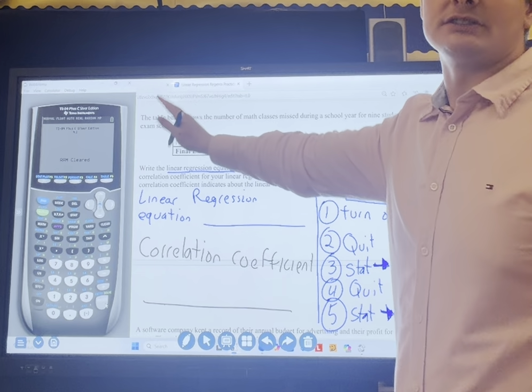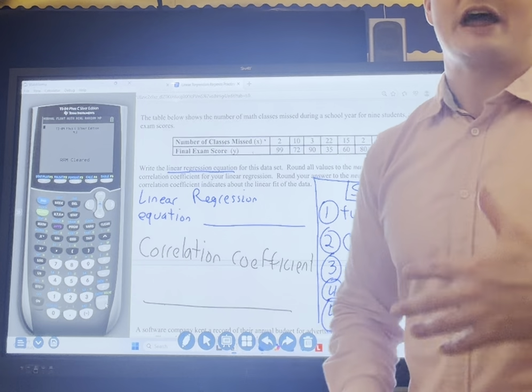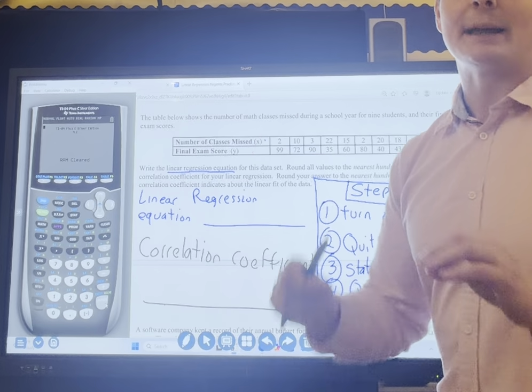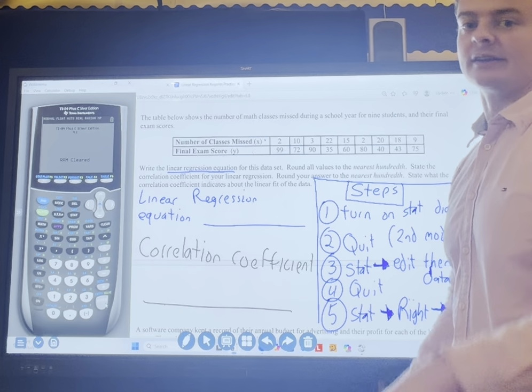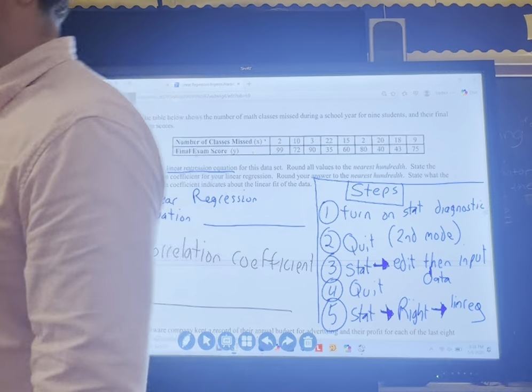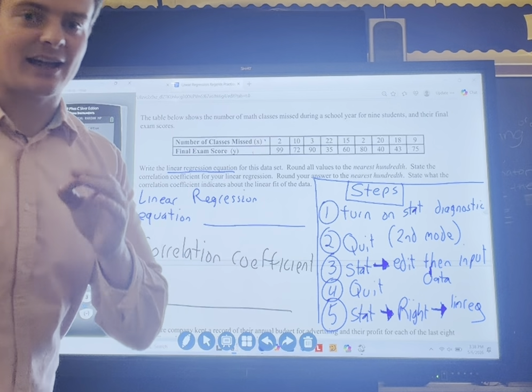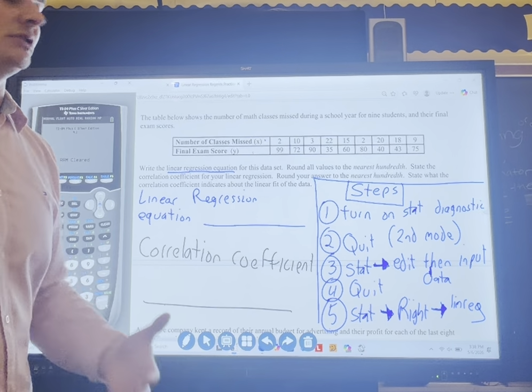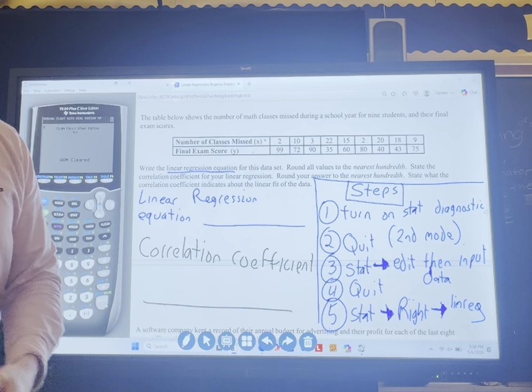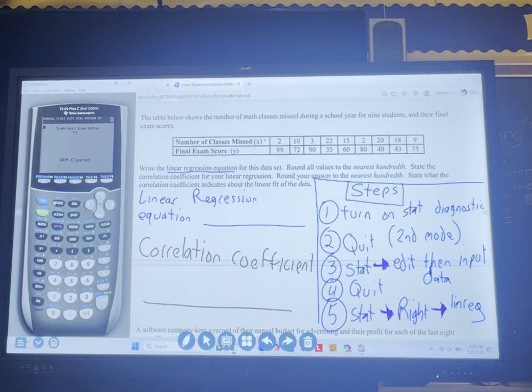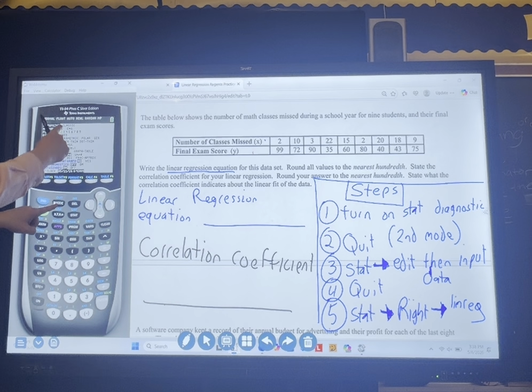So I just freshly cleared my calculator, which is what you're going to have to do on test day. Here are all the steps to take in order to get this question right. Step 1, you need to turn on stat diagnostics, otherwise you won't get the question fully right. What does that mean? I go to mode, which is this button right here.